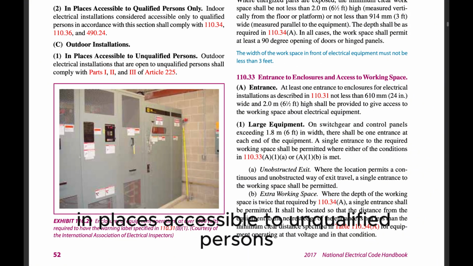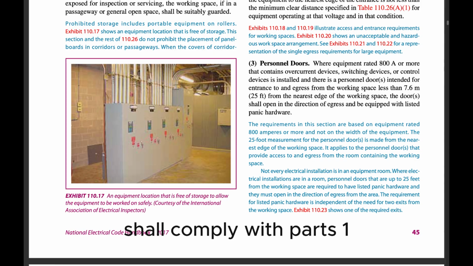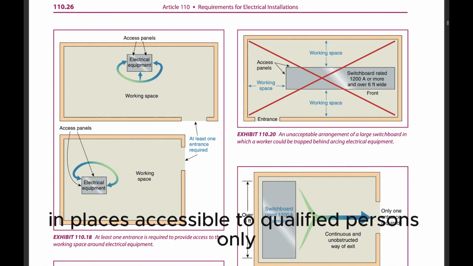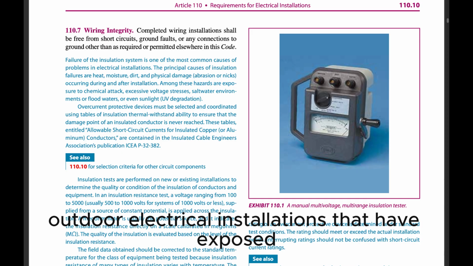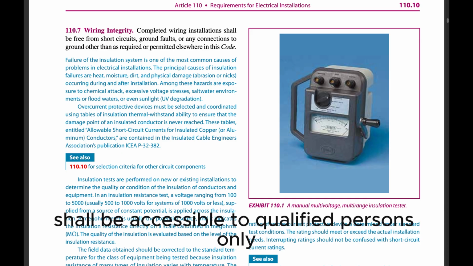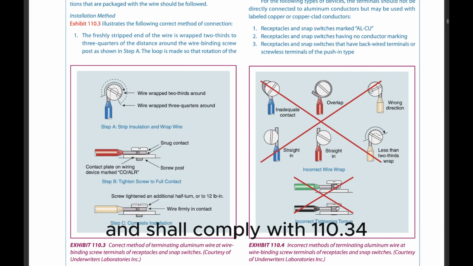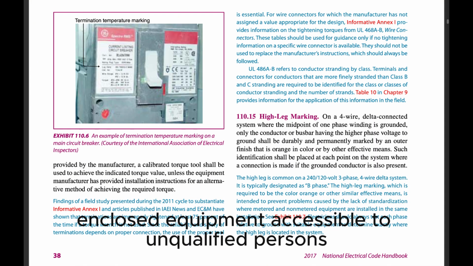1. In places accessible to unqualified persons. Outdoor electrical installations that are open to unqualified persons shall comply with Parts 1, 2, and 3 of Article 225. 2. In places accessible to qualified persons only. Outdoor electrical installations that have exposed live parts shall be accessible to qualified persons only in accordance with the first paragraph of this section and shall comply with 110.34, 110.36, and 490.24. D. Enclosed equipment accessible to unqualified persons.